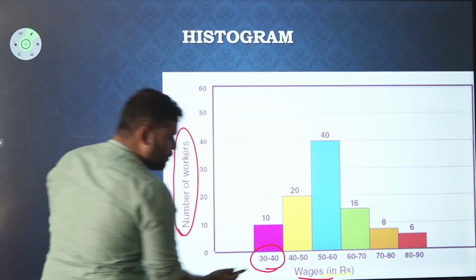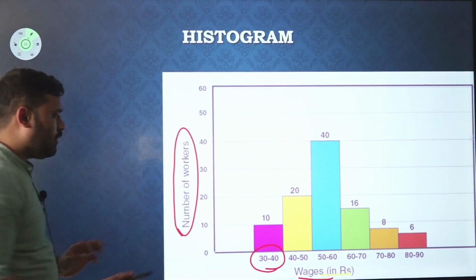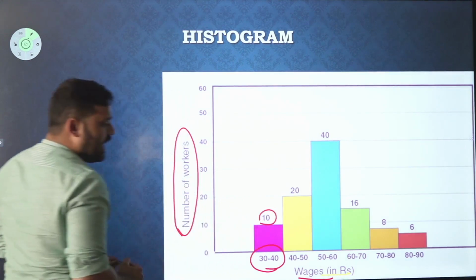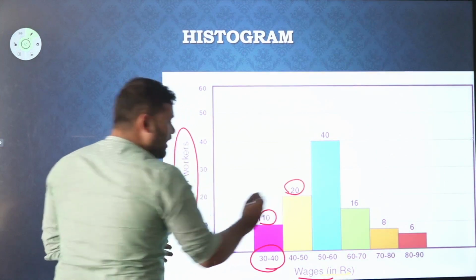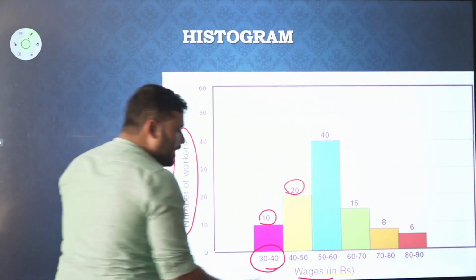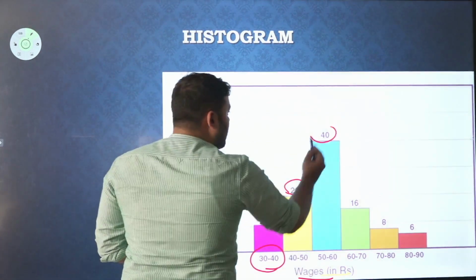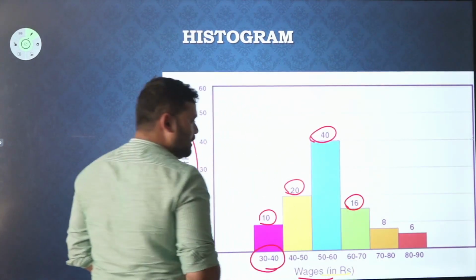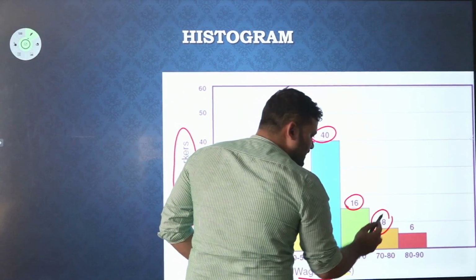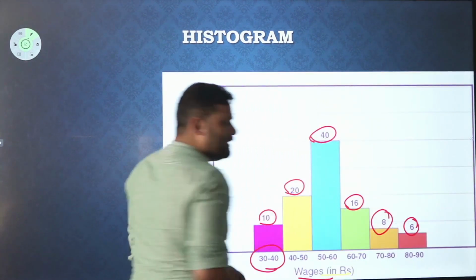So 30 to 40 rupees, those people who are earning 30 to 40 rupees is 10, and those people who are earning between 40 to 50 rupees is 20, and those people who are earning 50 to 60 rupees is 40, and those who are earning between 60 to 70 rupees, there are 16 people. 70 to 80 rupees, there are 8 people. 80 to 90, there are 6 people.